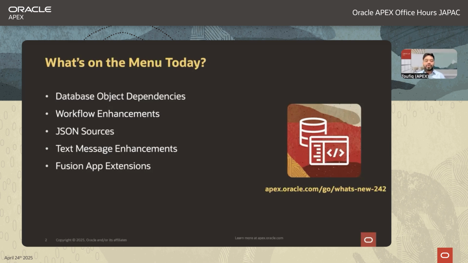And then we'll look into the workflow enhancements. As you know, Apex has a native workflow engine introduced in Oracle Apex 23.2, but we'll look at some of the enhancements we added to workflows in 24.2. And then we'll also look at JSON sources, how you can work with JSON data and how Apex 24.2 is going to make working with JSON data a lot easier.